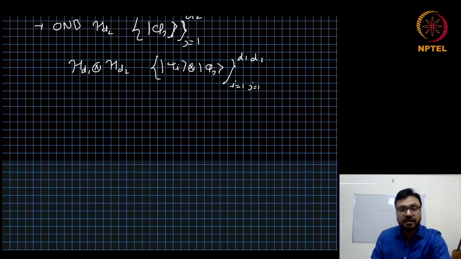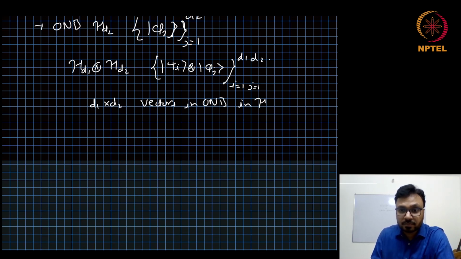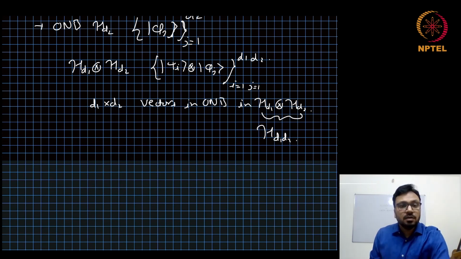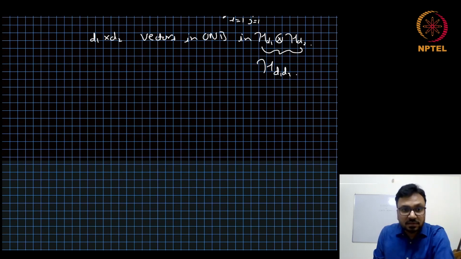Okay, so in that way, there are D1 times D2 vectors in the basis. Hence, the dimension of this space is D1 times D2. So that's why we are writing Hilbert space H_D1D2.